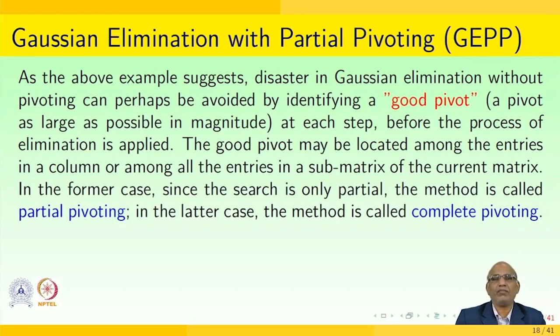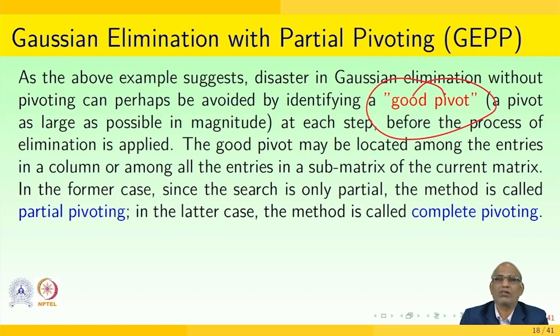Now we would see Gaussian elimination with partial pivoting. As the above example suggests, disaster in Gaussian elimination without pivoting can perhaps be avoided by identifying a good pivot. A pivot is as large as possible in magnitude at each step before the process of elimination is applied.